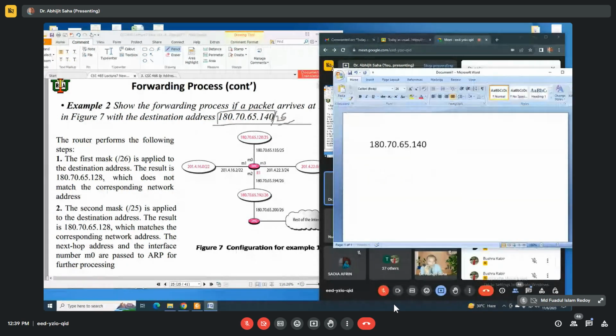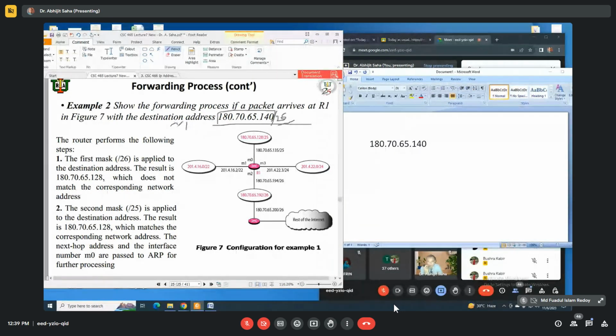Take the IP address here, that is 180.70.65.140. Is it correct? If I'm writing something wrong, please correct me. Okay, so now what do we have to do? We have to use the magical numbers, that is 1, 2, 4, 8, 16, 32, 64, and 128. So you are going to be converting to binary now.